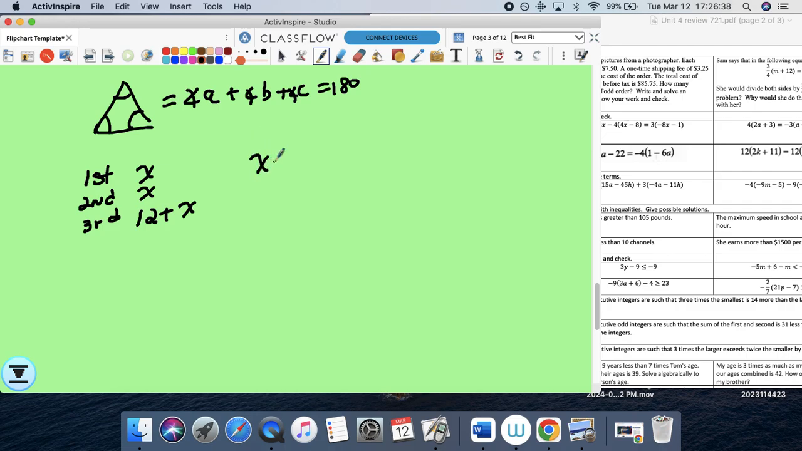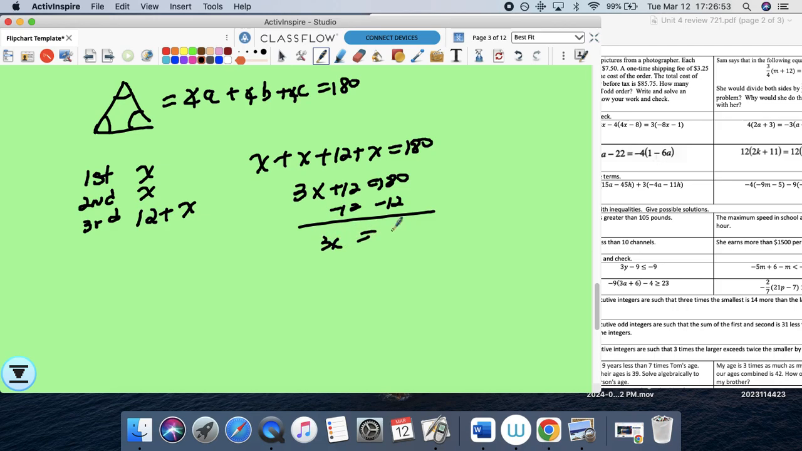Well, x plus x plus 12 plus x equals 180. So we're going to combine like terms. 3x plus 12 equals 180. Minus 12, minus 12. We're going to get 3x equals 168. 168 divisible by 3? Let's see, 8, 6, and 1. Yes, it is, because that's 15, so it's divisible by 3. So divide this by 3, divide this by 3. 168 divided by 3 equals 56. So x equals 56. So the first angle is 56.